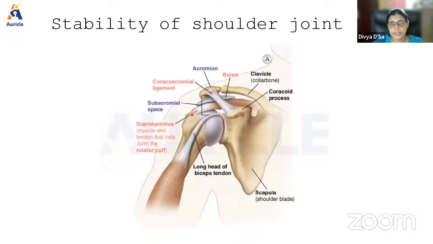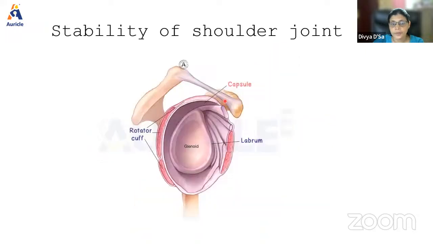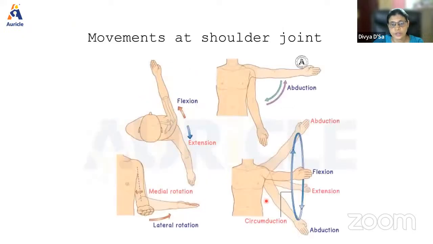The other thing is the ligaments, that is the coracoacromial ligament, which also provides support there. Then the glenoidal labrum. Because the glenoid cavity is smaller compared to the head of the humerus, around it we have the glenoidal labrum, a cartilaginous covering. That also provides stability to the joint.